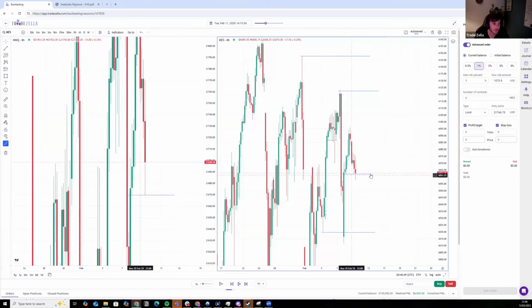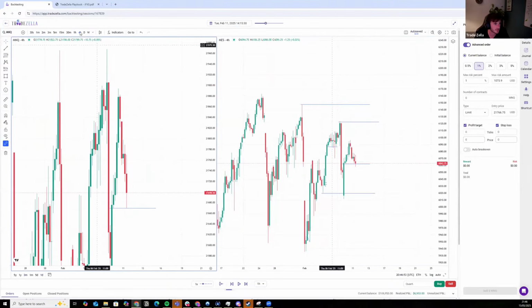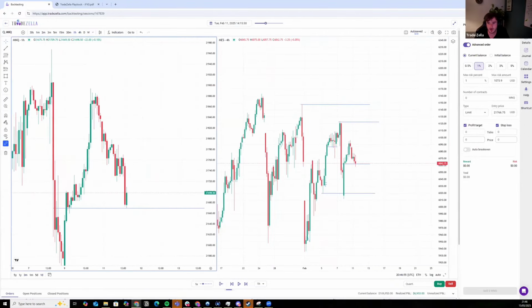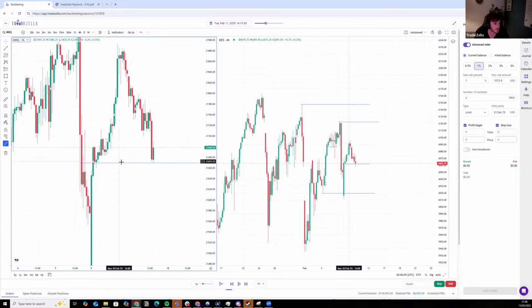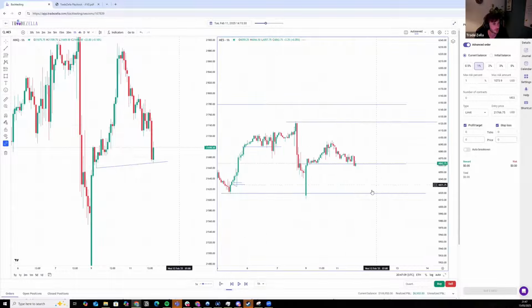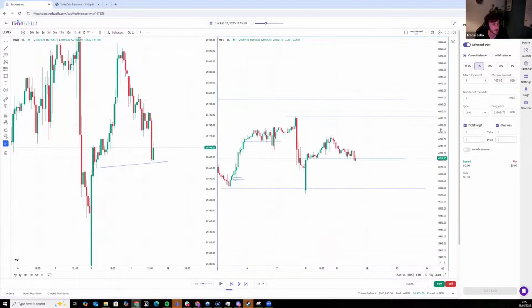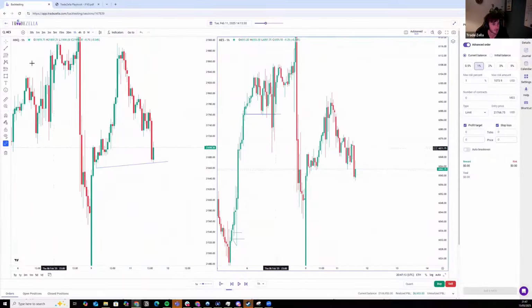So once again, what have we got there? We've got an SMT on the 4 hour, so potentially looking for longs on this day. Just to make it a bit clearer for you, if I go into the 1 hour, this low here hasn't been taken on NQ. But if I go onto the 1 hour on ES, that same low has been taken. So that's our SMT once again.